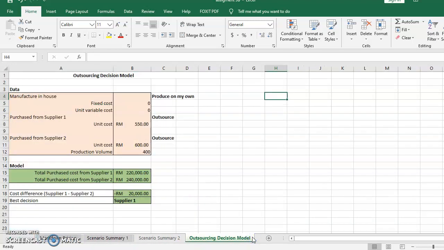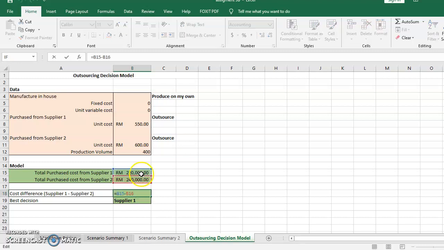Okay, move on to the outsourcing decision model. In my case, I have no in-house manufacturer, therefore the fixed cost and unit variable cost are 0. I would like to prove that my supplier 1 is the best decision because the price is cheaper compared to supplier 2, where the cost difference is 20,000. So 280,000 for supplier 1 and 240,000 if I purchase from supplier 2.